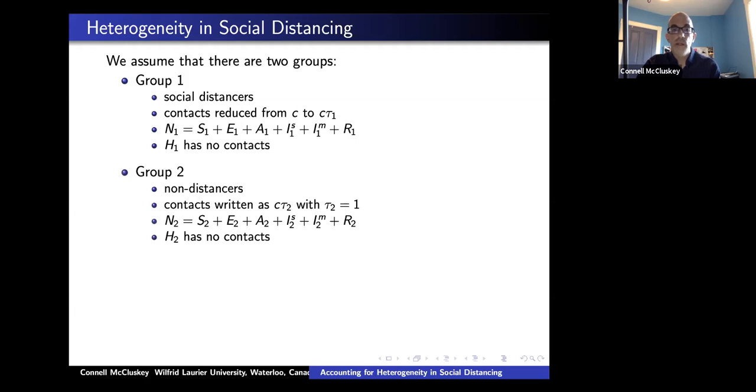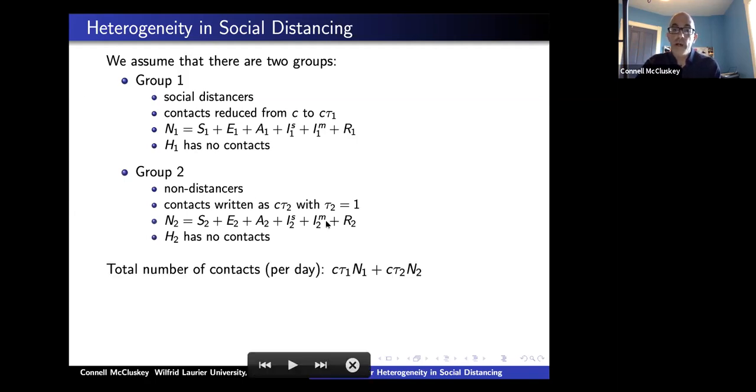Then group 2 is the non-distancers, and these might be the people that we saw in the Toronto park that are choosing to not distance. It might be reasonable to also throw in healthcare workers that, due to their jobs, are unable to avoid lots of contacts, so they could be in this group as well. But without worrying too much about who's in this group, we'll just take it as we have 1 group of distancers and 1 group that is not distancing.